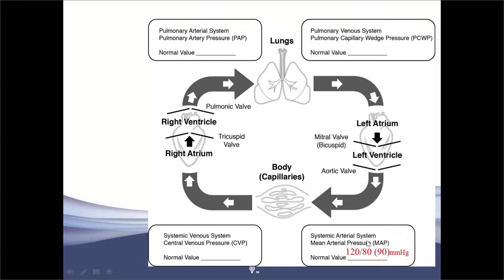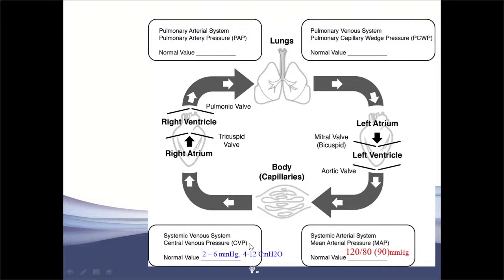So the systemic arterial blood pressure is 120/80, and that's millimeters of mercury. And then the mean arterial pressure, or MAP, is 90. Write those in on that line right there. Okay, 120/80 in parentheses 90. That's the mean.